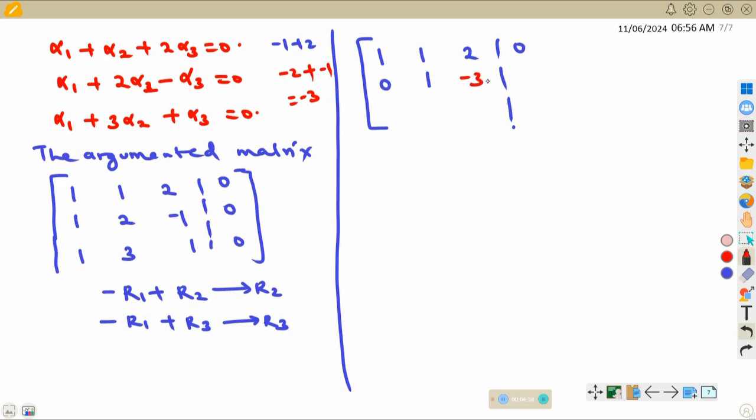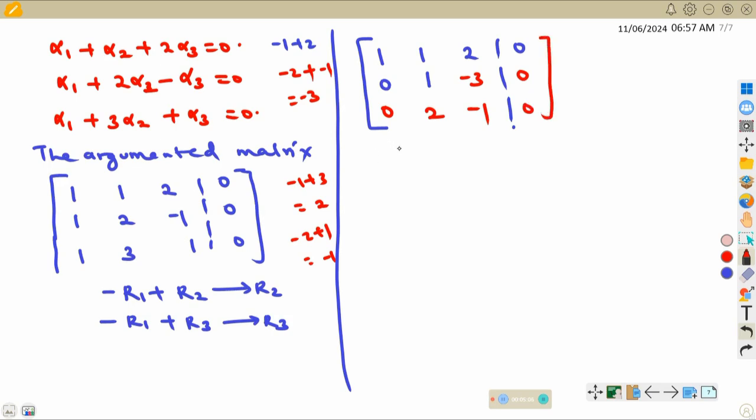So we shall have negative 3 here, and this will remain 0. So next, negative of row 1, negative of 1 plus 1, it will give us 0. Negative of 1 plus 3 will give us a 2, so we shall have 2 here. Then negative of 2 plus 1 will give us negative of 1. So we shall have negative of 1 here, then this will be 0.